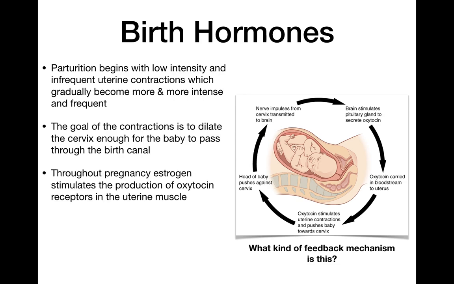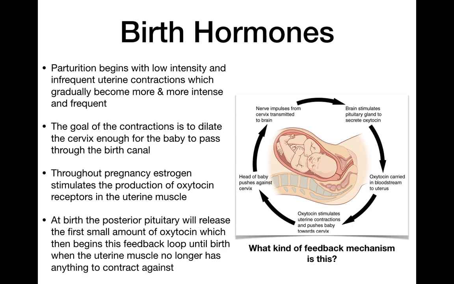Throughout pregnancy, estrogen is not only going to help make the uterine wall stronger, it's also going to create a larger number of oxytocin receptors in the uterine muscle. Remember, oxytocin is a hormone. Using a lot of those receptors, oxytocin can then act on the muscle properly. At birth, the pituitary gland, the posterior pituitary gland in particular, is going to release oxytocin, which then begins a feedback loop that will continue until birth happens, and the uterus will stop contracting. There's nothing for it to contract against any longer.